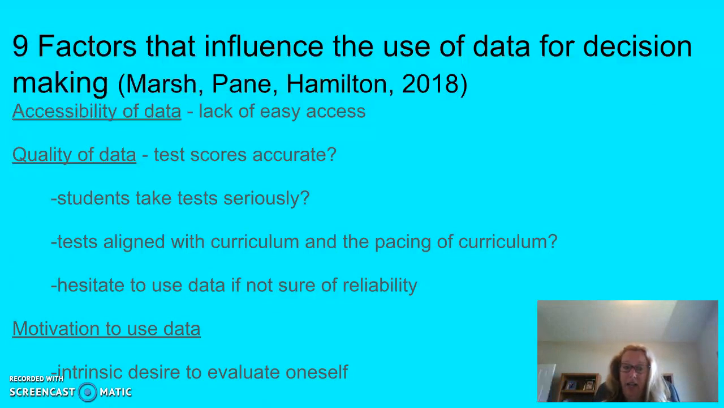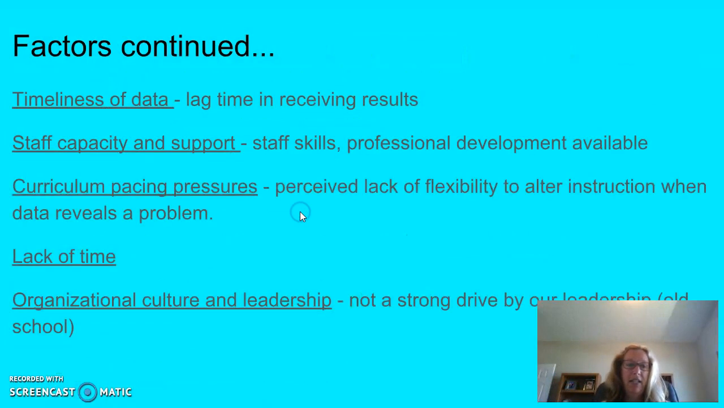The quality of data. Test scores, are they accurate? Do students take the test seriously? Are the tests aligned with curriculum and the pacing of the curriculum? We hesitate to use data if we're not sure of the reliability. Is there motivation to use the data? An intrinsic desire to evaluate oneself. That can be a positive effect.